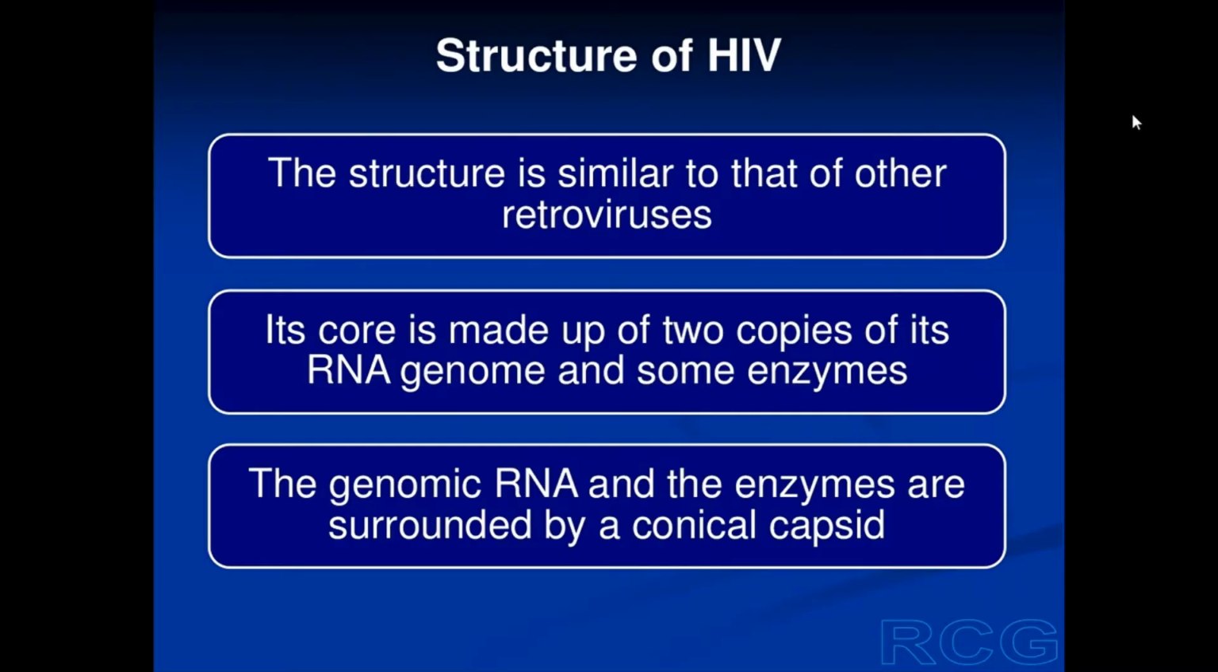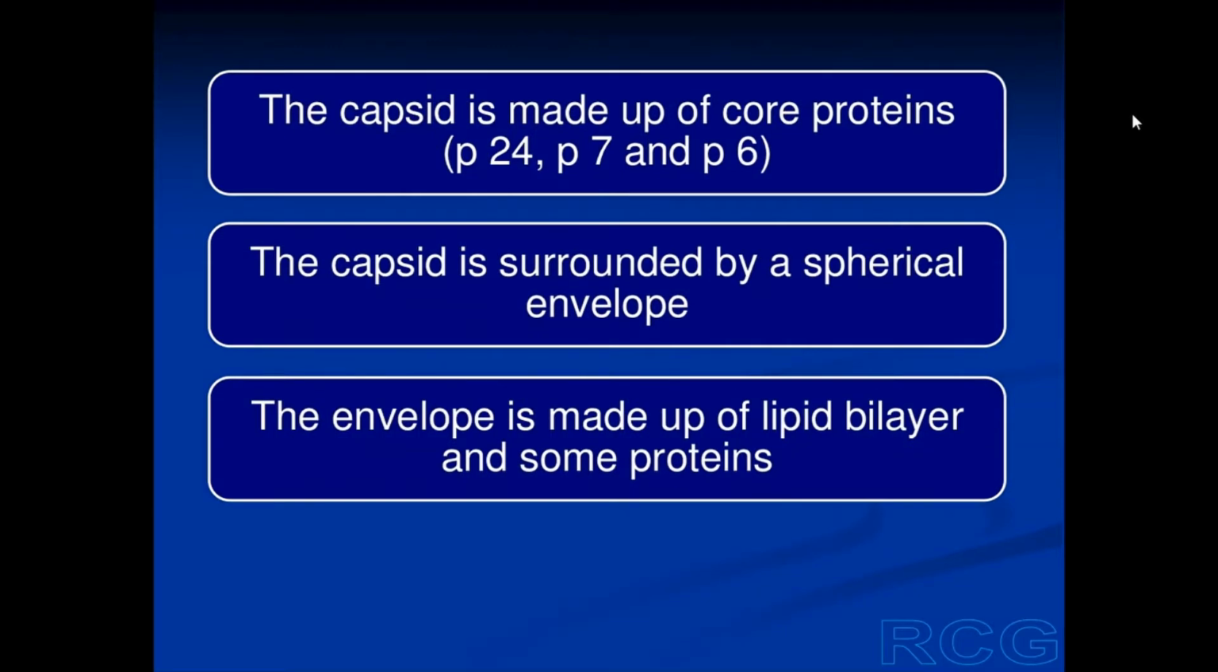Here is the structure of the HIV virus. The structure is very similar to that of a retrovirus, and its core is made up of two copies of its RNA genome and some enzymes. The genomic RNA and the enzymes are surrounded by a conical capsid, and the capsid is made up of core proteins such as P24, P7 and P6. The capsid is surrounded by a spherical envelope, and the envelope is made up of a lipid bilayer and some other proteins.